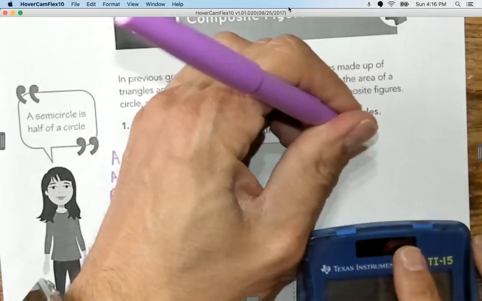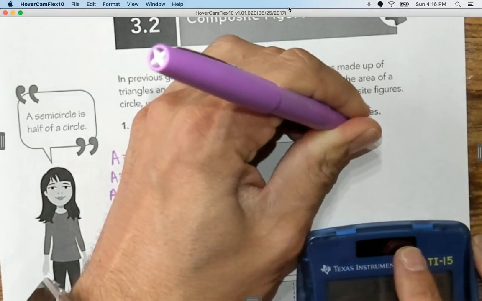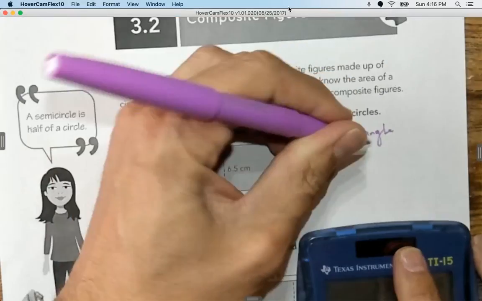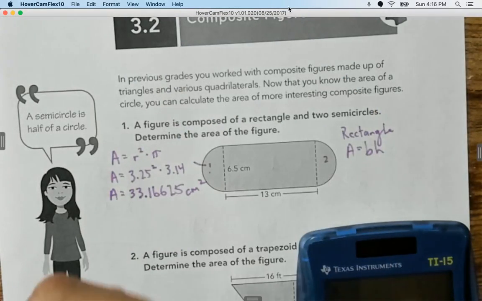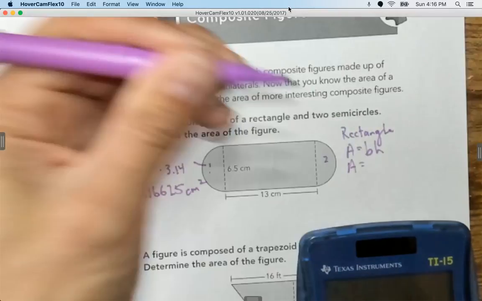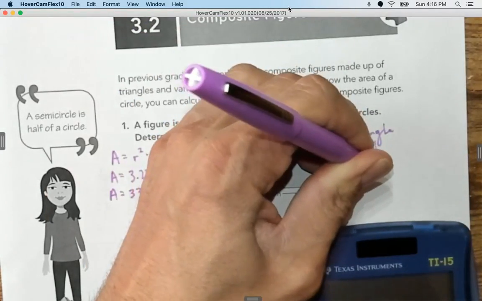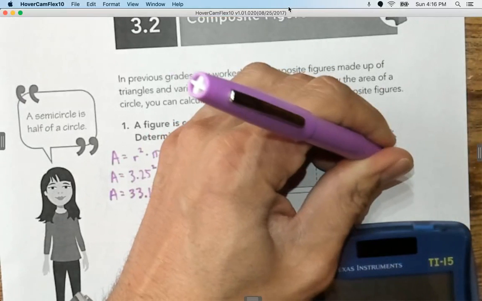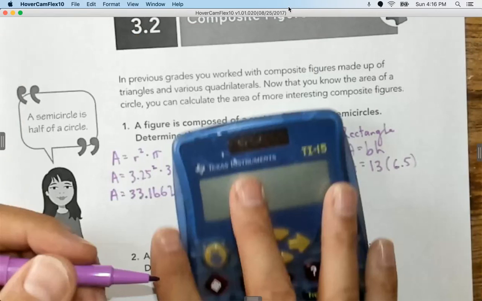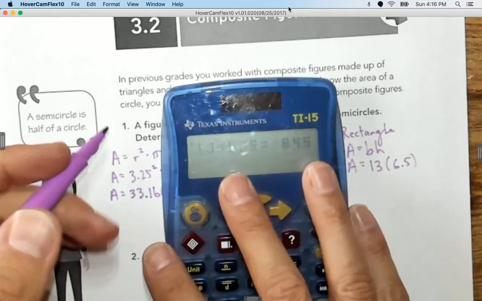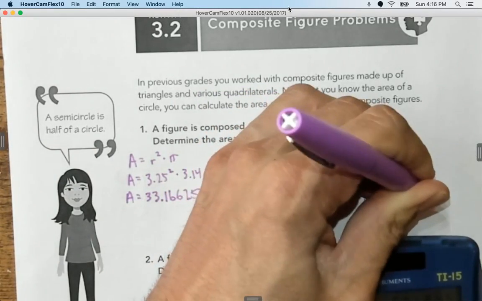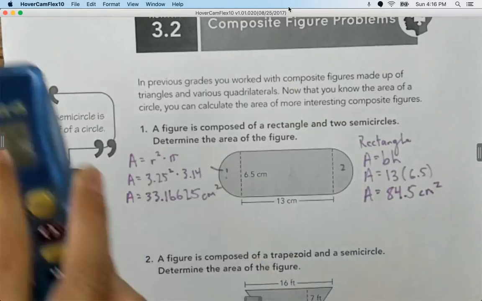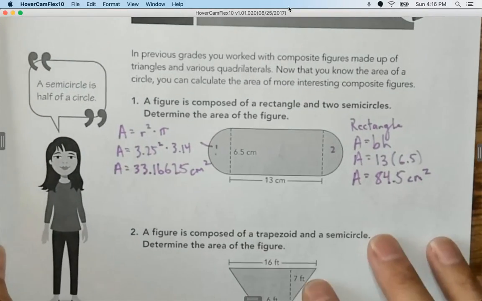For the rectangle, I know that the area of a rectangle is going to be base times height. And so for this one, the area is going to be 13 times 6.5 centimeters. And when I type that in, 13 times 6.5, I get 84.5 centimeters squared.